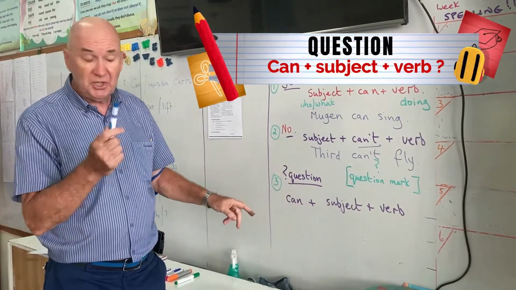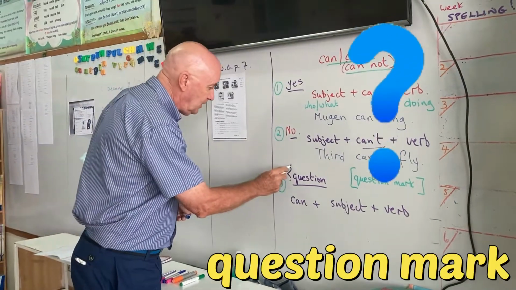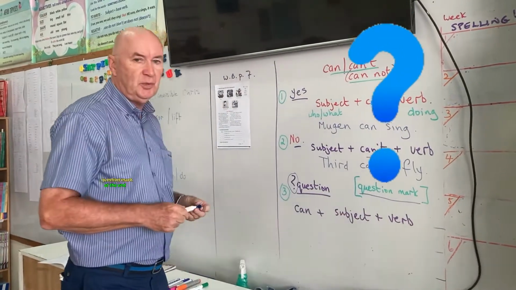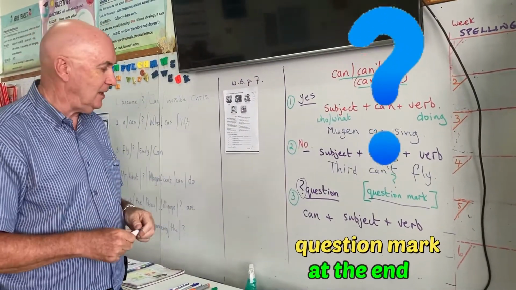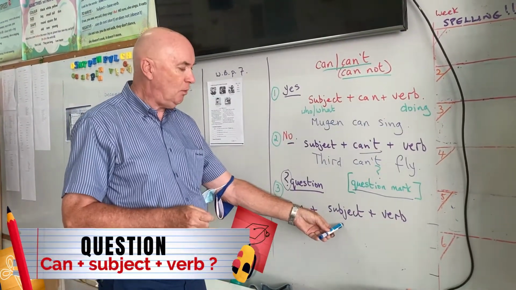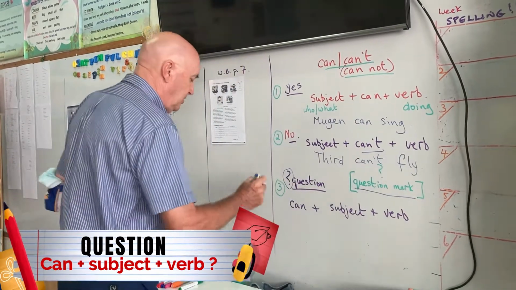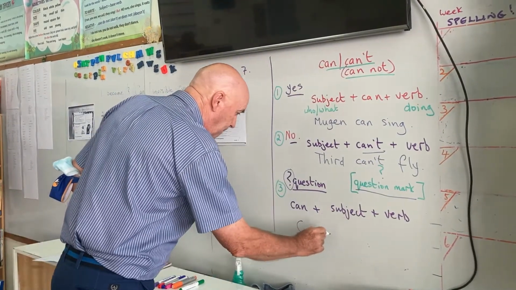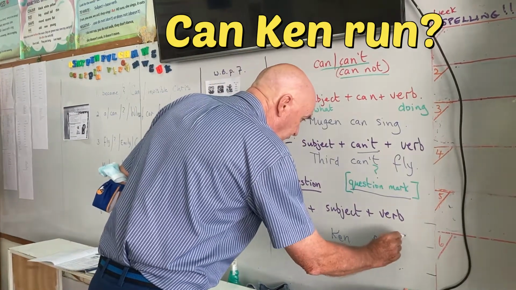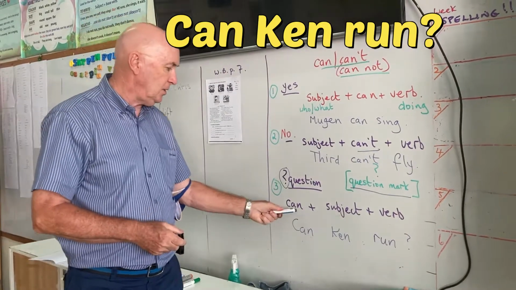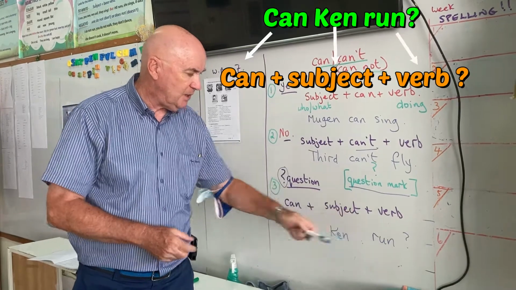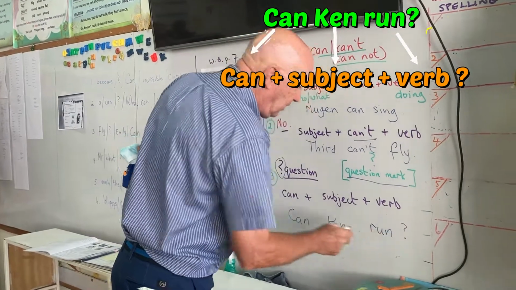Okay? And when we have a question in English, we have this little thing here called a question mark, which always goes at the end, the last thing there. And for a question, we use can, and then who or what we're talking about, and the verb. So it would be something like this: can run. Okay, so question, can, who we're talking about, and then run, and at the end we have our question mark.